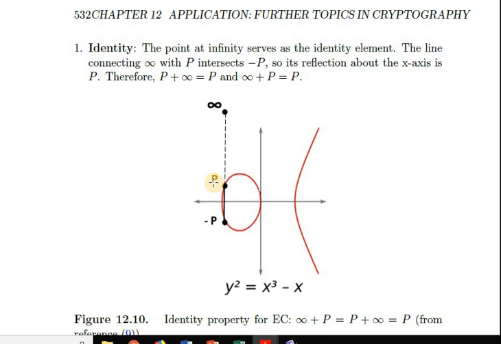On the other hand, if I want to find an inverse, well, if I take any point P and take its reflection in the x-axis, if I add those two together, I'm going to get a vertical line, which gives me the point at infinity. When I reflect the point at infinity, I just get infinity again. So the inverse of a point on the elliptic curve is the point that's reflected in the x-axis. Okay, so we have identity and inverse. Now all that's left is associative.